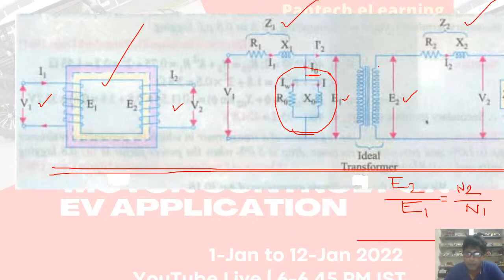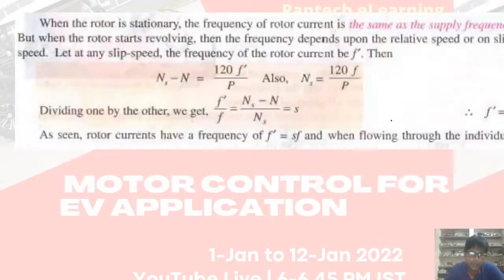Because our torque is produced by the rotor, to find out the torque, this concept of this circuit is required. Everybody in your graduation has learned basic electrical machines, you have learned it already. Now I should tell what is the frequency of the current flowing through the rotor. This is very important to know to calculate the torque.